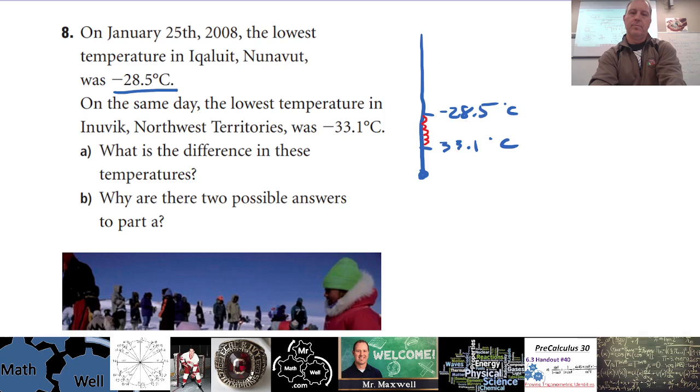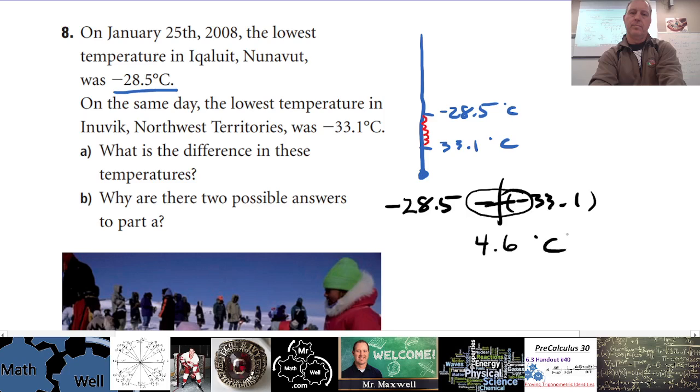How do we actually find that exact answer? Well, as I said earlier, when you find the difference between two numbers, it's a good idea to take the largest number minus the smaller number. Okay. And if we do that, we have negative 28.5. This turns into a plus, right? That's a plus 33.1. So we can find the difference between those two values then. What's that? 4.6? Yeah. So is it positive or negative? Well, this says positive 4.6 degrees Celsius. Okay, that's the difference.